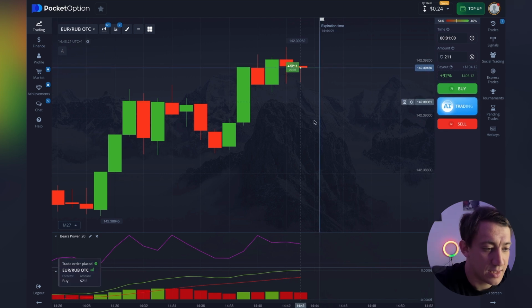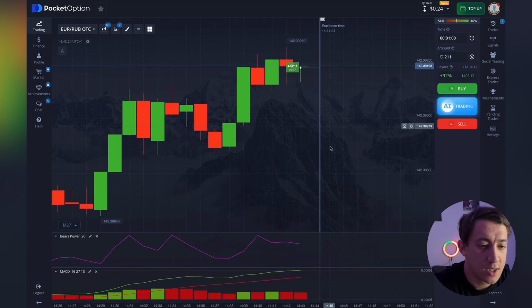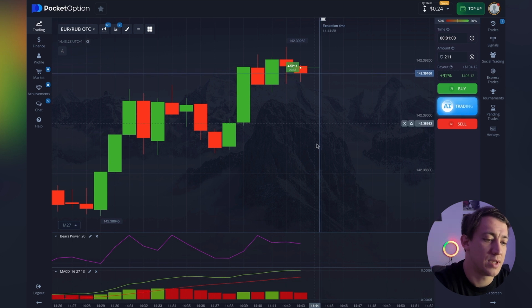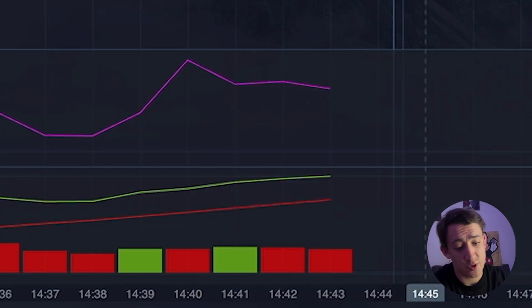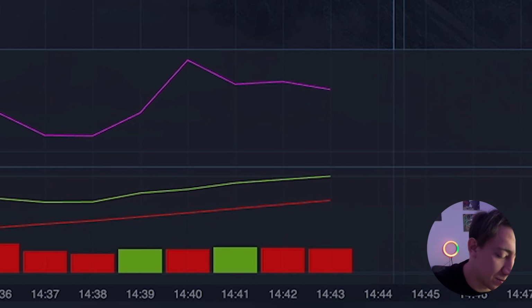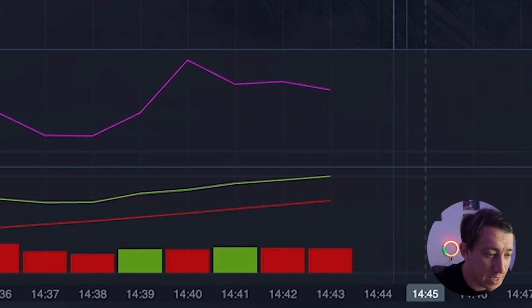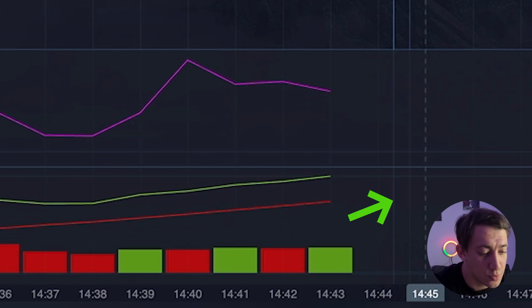So look at that, I entered the currency pair euro ruble, and I entered the upper zone, and it will be exactly alright, because if we watch the MACD indicator, this indicator shows us a very good impulse and motion, and these two lines are directed to the upper zone.